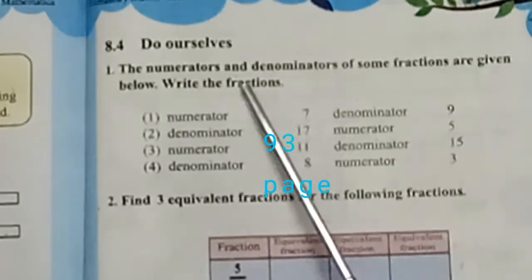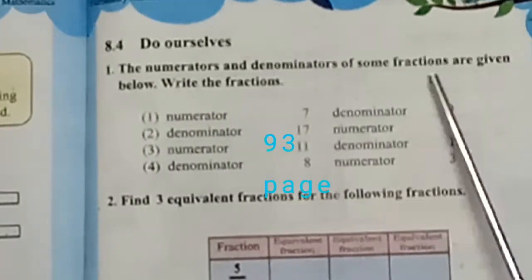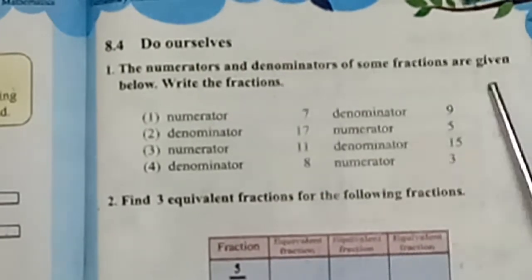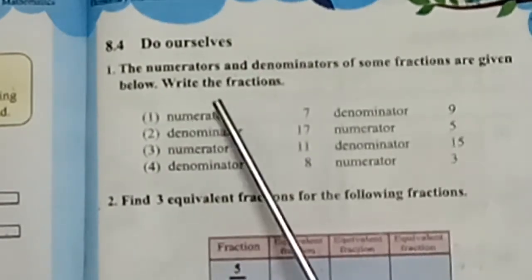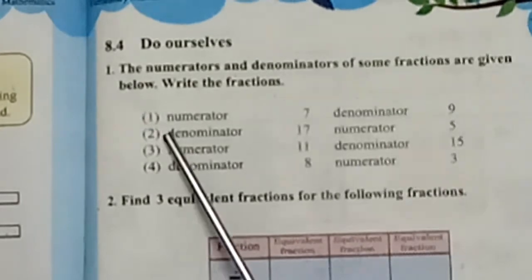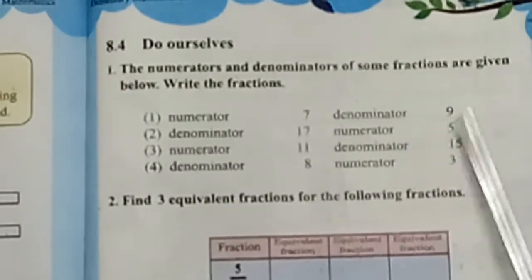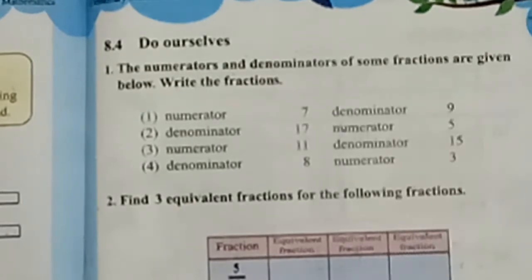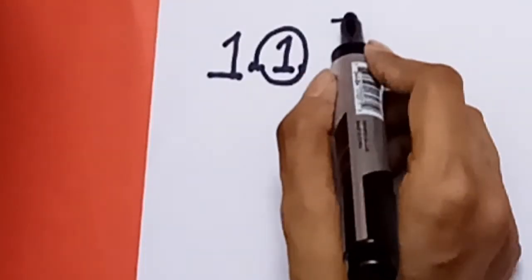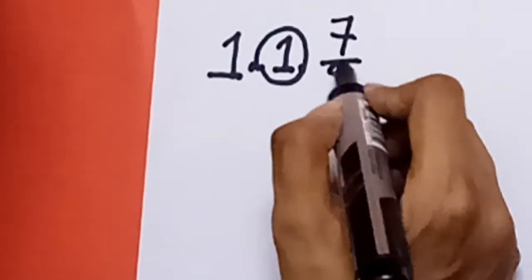The numerator and denominator of some fractions are given below. Write the fraction. One number, the numerator, is 7 and the denominator is 9. You have to make a fraction. The answer will be 7/9.